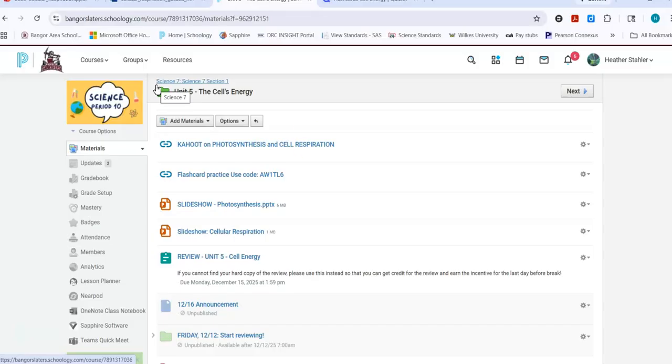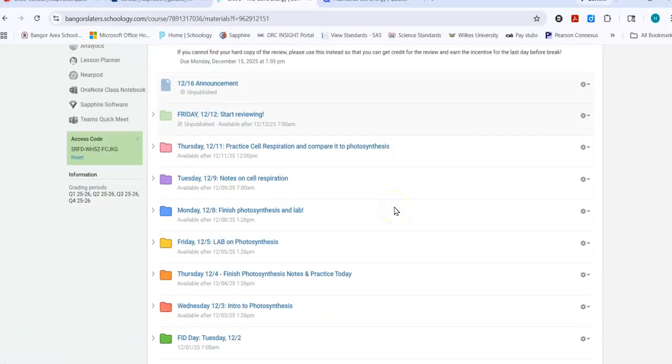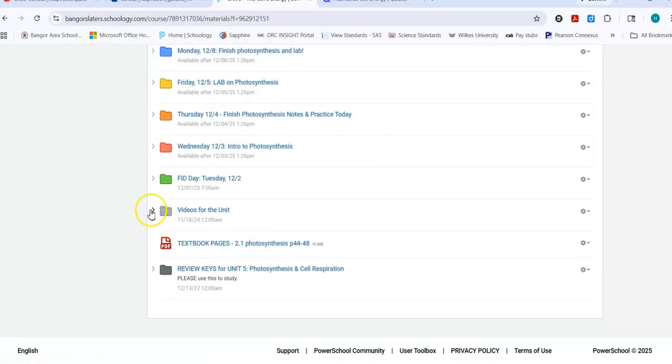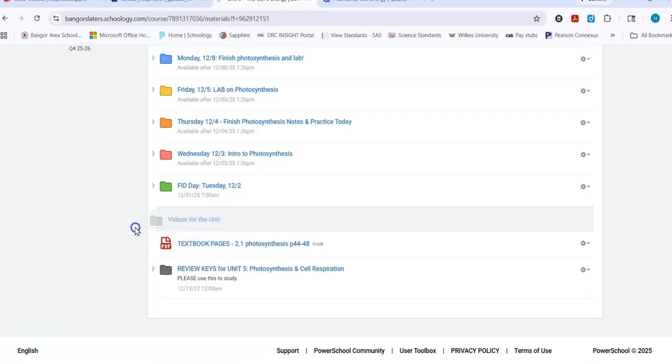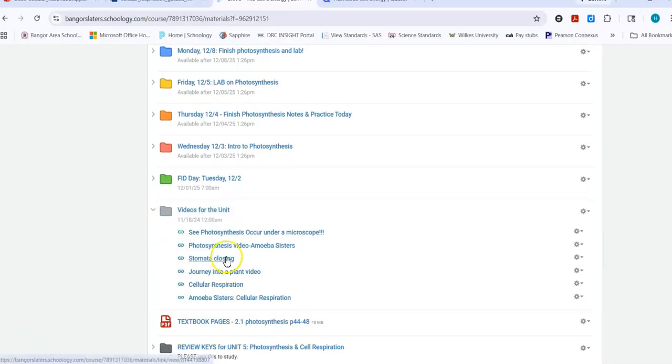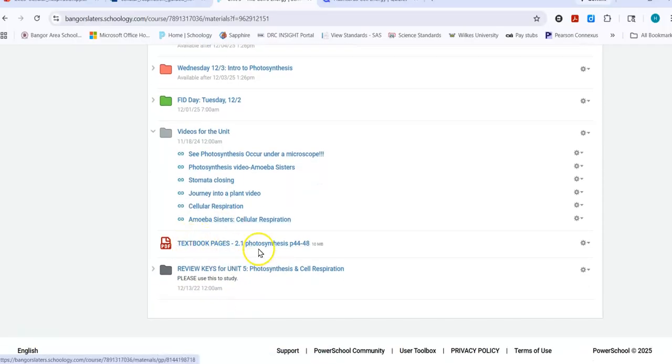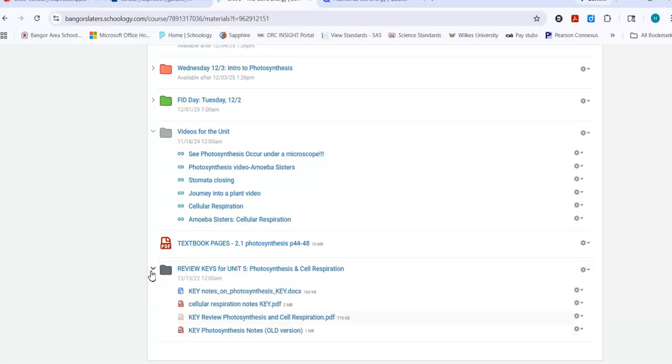Also, one thing to help you practice the equations. Scroll down. Any type of videos for the unit, you definitely want to take a look at. There's the stomata, there's the photosynthesis, there's something on cellular respiration. I didn't show you this one. That might help you again with cellular respiration. There's a textbook pages for photosynthesis. I don't know what cellular respiration was, but you have your own textbook.